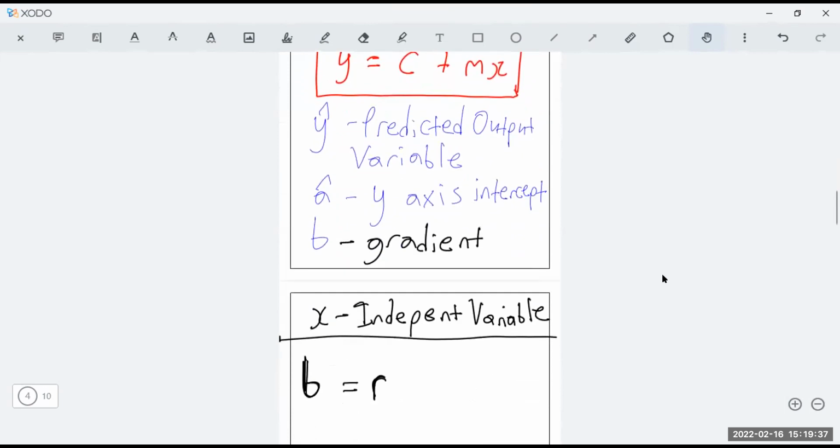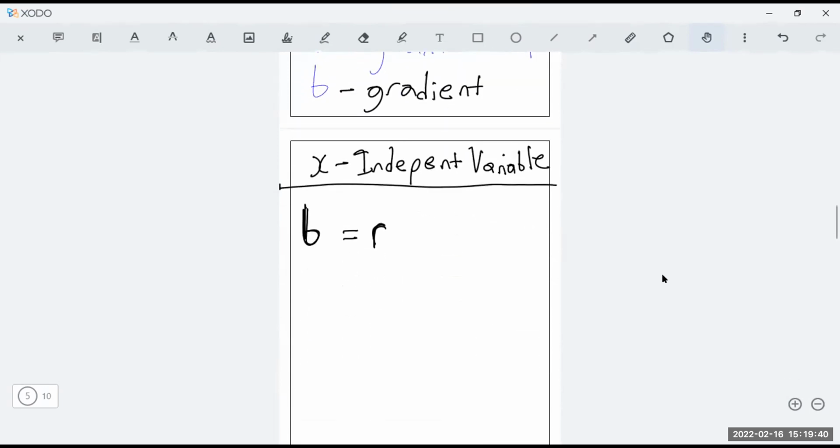So B is now equal to R times the standard deviation of Y divided by the standard deviation of X. All right, that is how we're going to find B. The gradient is the standard deviation of Y divided by the standard deviation of X.